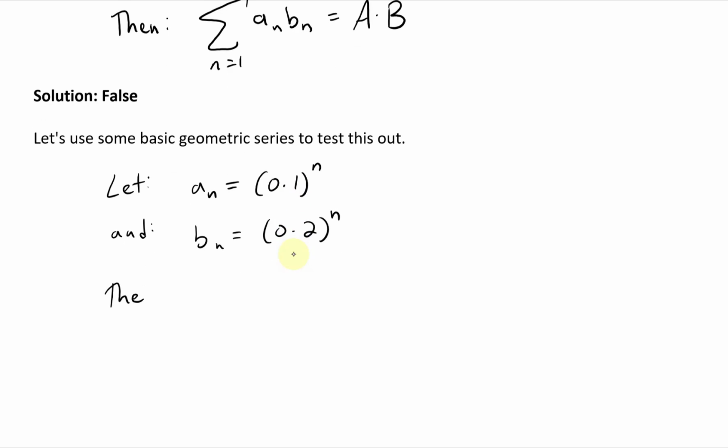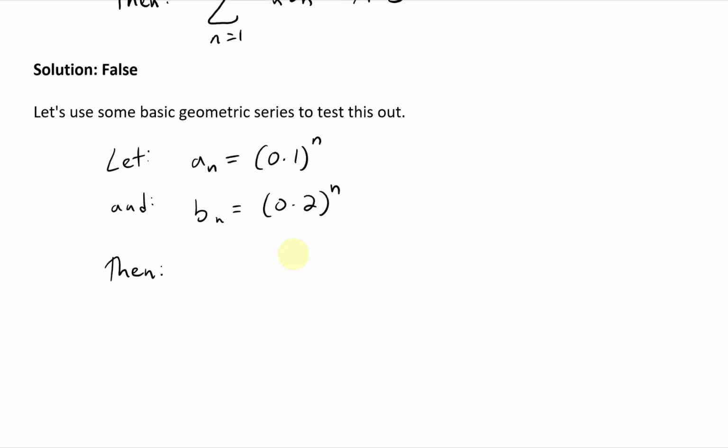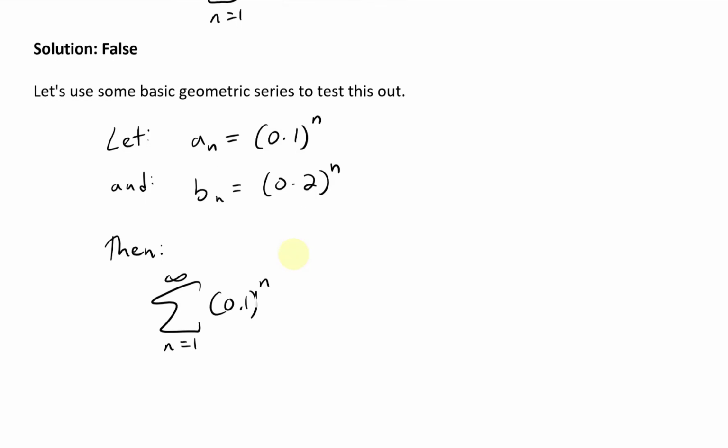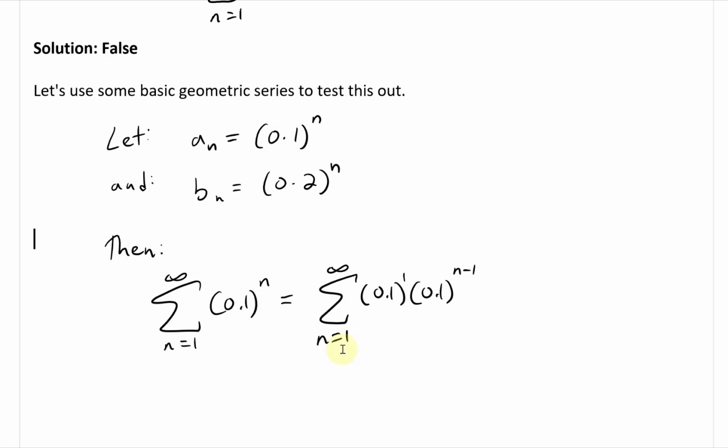Then we have the summation from n equals 1 up to infinity of 0.1 to the power of n. And just for completeness, to make it look like the geometric series in the theorem, you could write this as the summation from n equals 1, with 0.1 times 0.1 to the power of n minus 1. When you add those up, it's the same thing. For example, if you plug in n equals 1 here, it's 0.1 to the power of 1, that's 0.1. And here it's 0.1 times 0.1 to the power of 1 minus 1, which is 0, so again 0.1. Anyway, just for completeness.